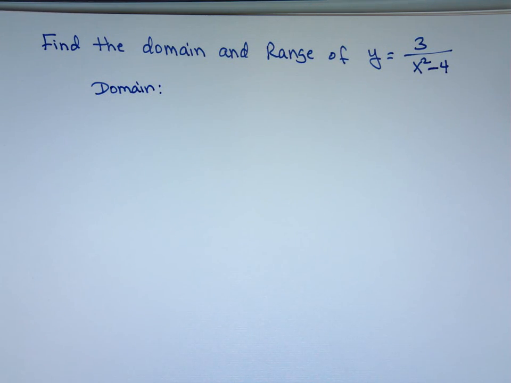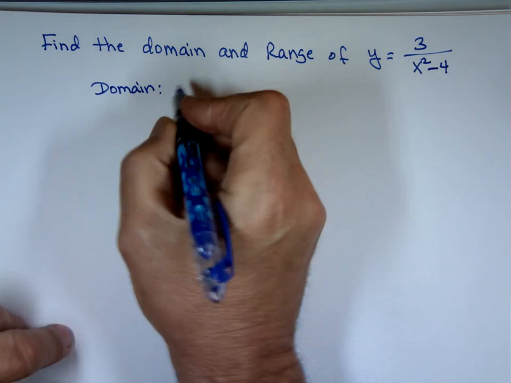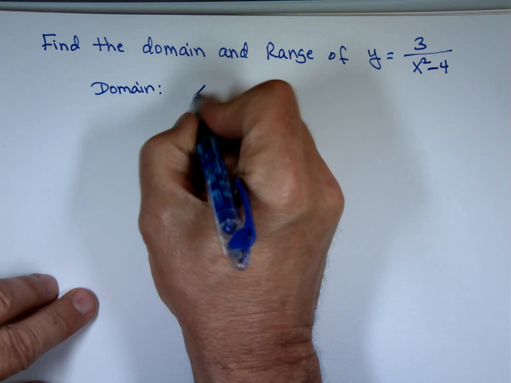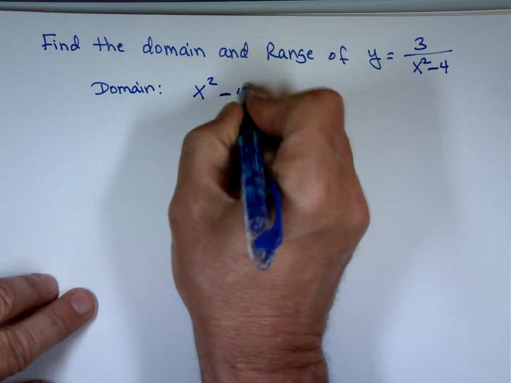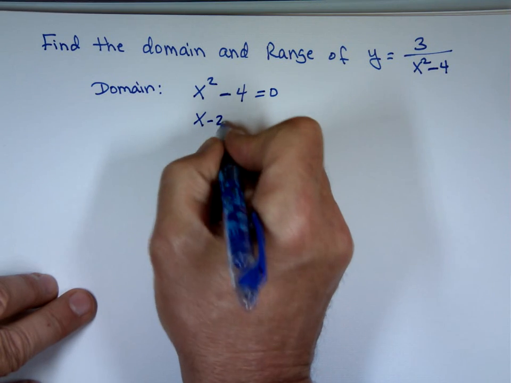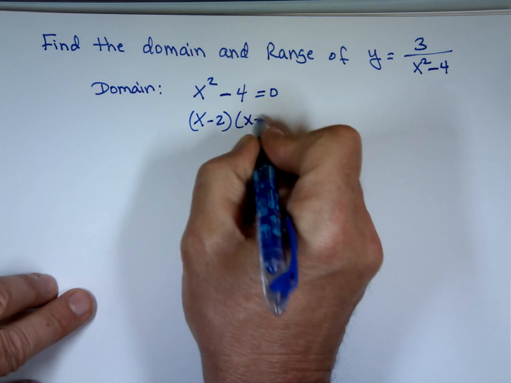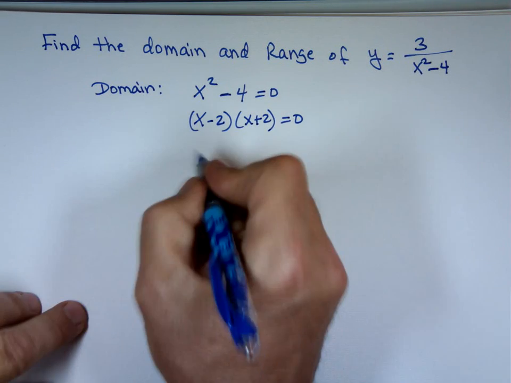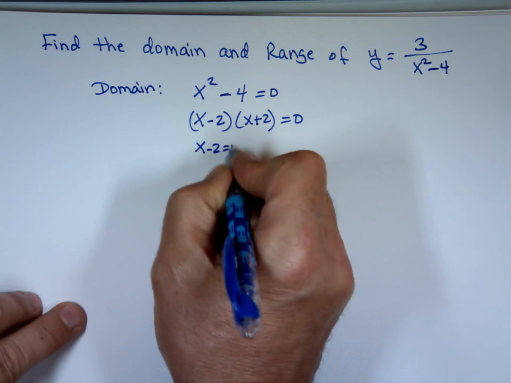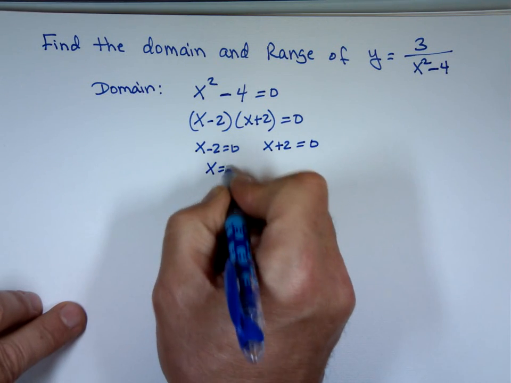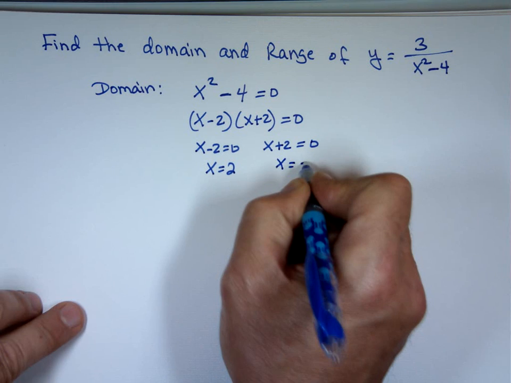Can we find the values that will make the bottom 0? Keep going. You only gave me 1. You get half a point. Plus or minus 2, because you take the bottom and you set it equal to 0. You can factor that if you want to. Set each factor equal to 0 and solve it. So there are two solutions, x equals 2 and x equals negative 2.